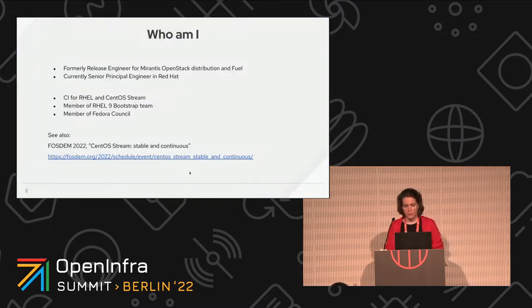So who am I? I'm not completely new to this audience. I was formerly a release engineer of the Mirantis OpenStack distribution, in the times of OpenStack Mitaka and Liberty. I'm currently a senior principal engineer at Red Hat, and I work primarily on continuous integration for Red Hat Enterprise Linux and for CentOS Stream. I was also a member of the RHEL 9 bootstrap team, so we were building the new major release of RHEL, which was just released a month ago.